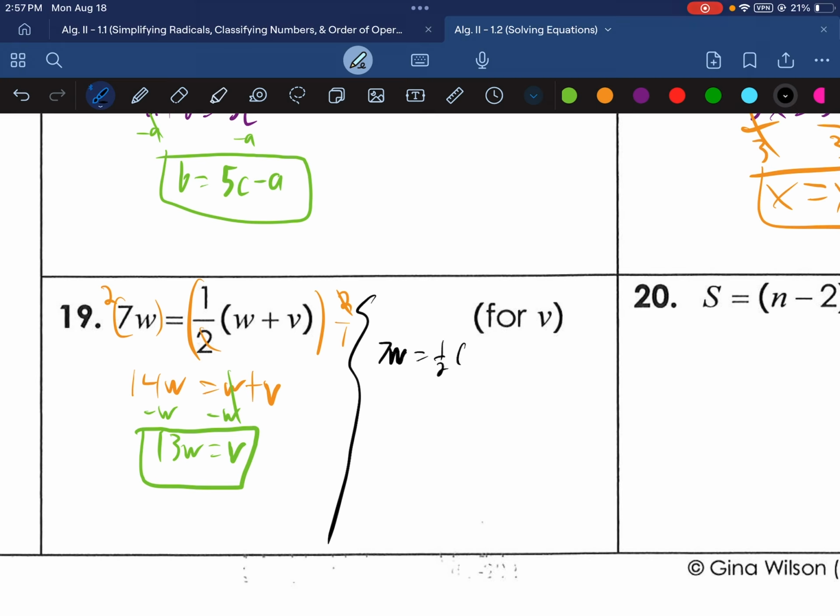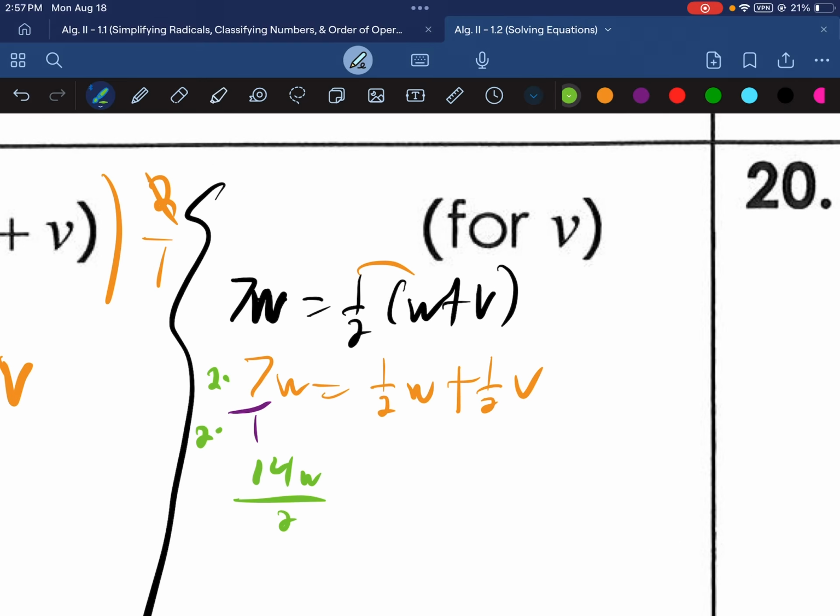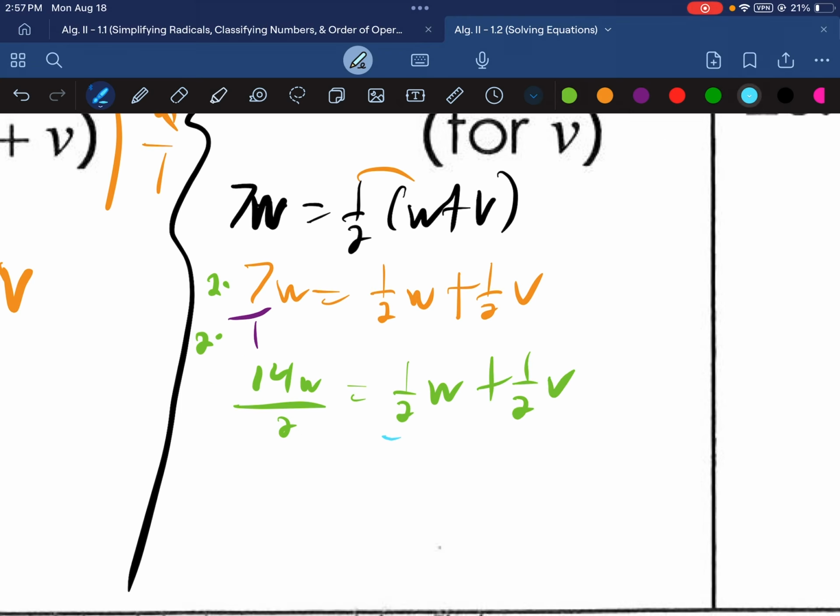So if you had distributed this 1/2, we would have 7w equals 1/2 w plus 1/2 v. And so as we subtract this 1/2 w, we'd actually have to get common denominators by multiplying the other fraction by 2 and getting 14w over 2 equals 1/2 w plus 1/2 v.